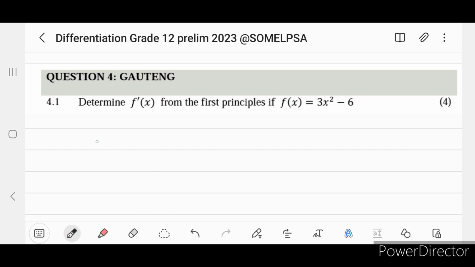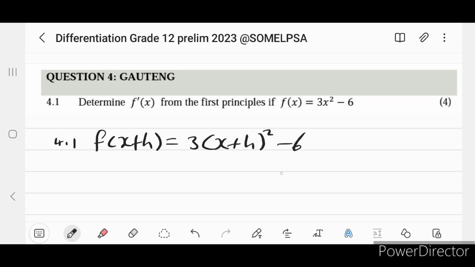We're starting yet again with first principle differentiation. Remember, our consistent method is that we must first find what? We must first find our f of x plus h. So our f of x plus h is 3(x plus h) squared minus 6.